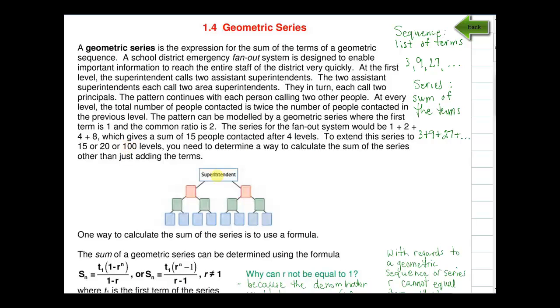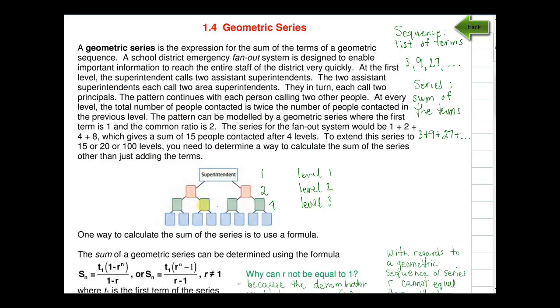Let's take a look at this diagram and get a picture of what this series looks like. You have your superintendent at the first level, so that's one person, and this is level 1. He calls 2 assistant superintendents, so we've got 2 people called at level 2. These assistant superintendents call 2 area superintendents each. Now we've got 4 people who are contacted at level 3.